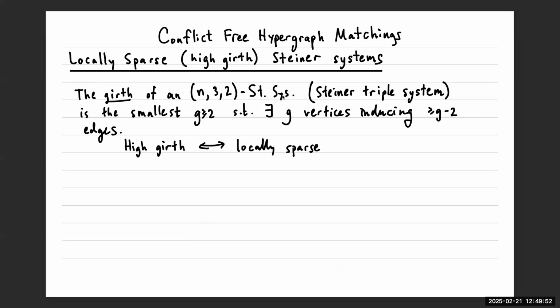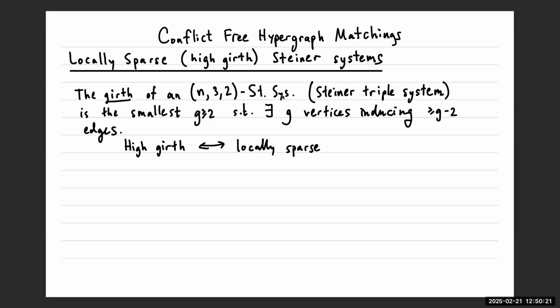Locally sparse Steiner systems. Basically, a Steiner system is like a hypergraph, right? The girth is some measure of local density. So if the girth is high, that means if you look amongst any small set of vertices, you're not going to see too many edges. Okay, that's what the girth condition is. So they call it girth.